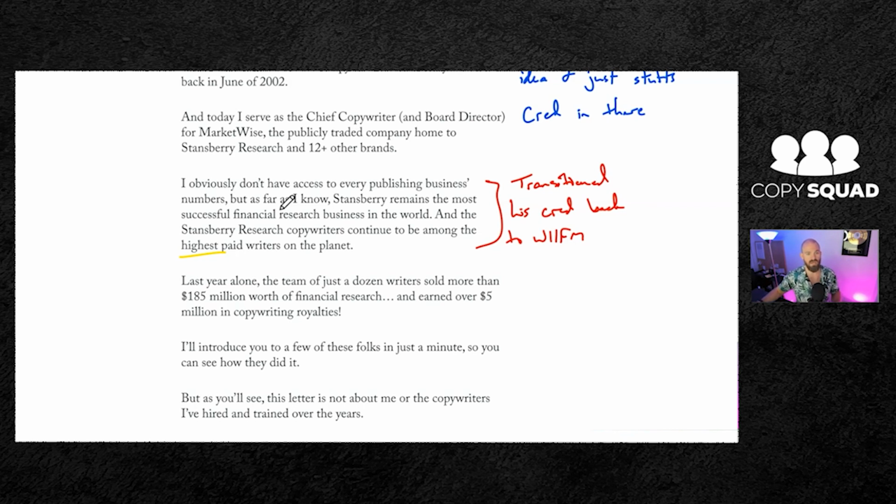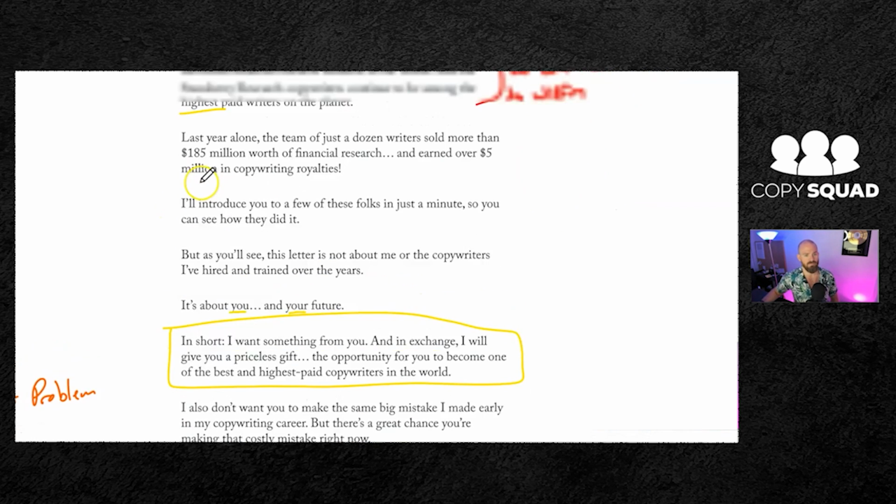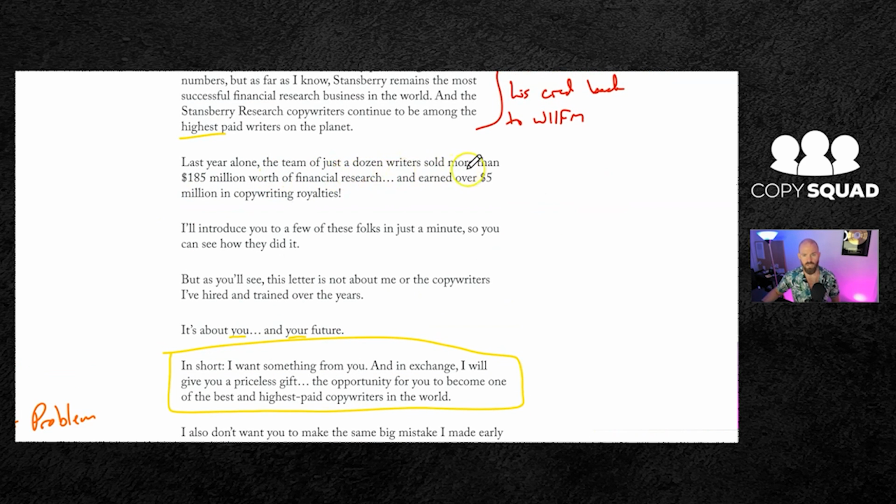So he finds that after like one little blip, two little blips, three-ish little blips, he transitions right back to the reader. He knows he only has a limited window where people are going to get bored and tired of listening to him talk about him. Again, writers mess this up all the time. You can see it in the cadence. 1, 2, 3. Okay, back to the reader. Do you do this when you're writing copy? Last year alone, a team of a dozen writers sold more than $185 million worth of financial research and earned over $5 million in copywriting royalties.